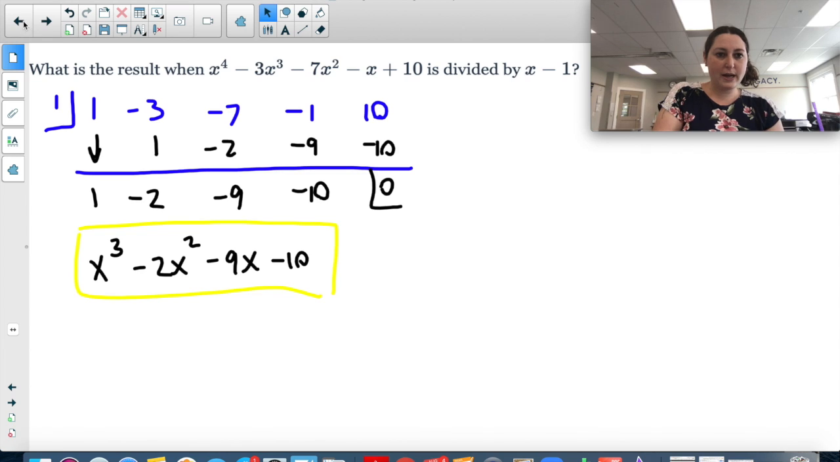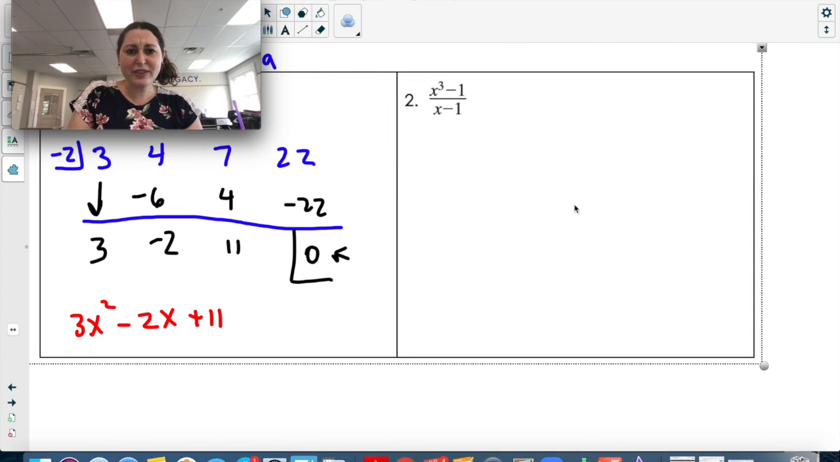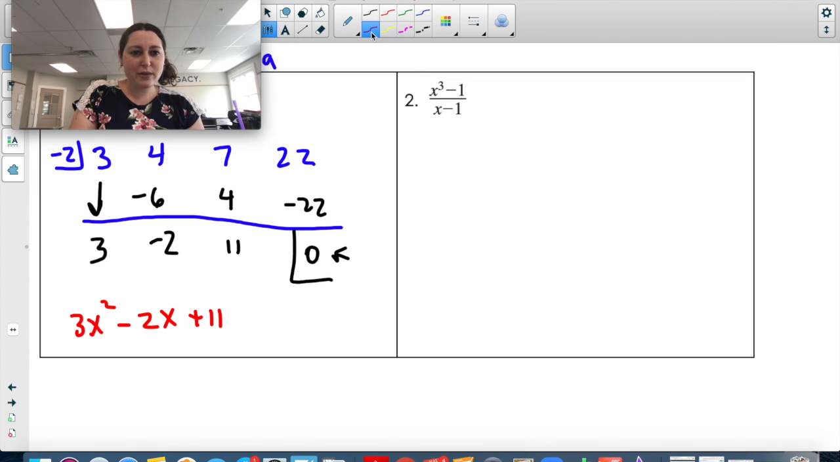I'm going to go back to this example. This one's a little unique because it's missing a lot of values. Just like with polynomial long division or the tabular method, if you're missing a term, you have to put a 0 placeholder. So this is again a negative 1, so I put a 1 in the corner, and I have a 1. Now there's no x squared term, so I put a 0. There's no x term, so I put a 0. And then there's a negative 1.